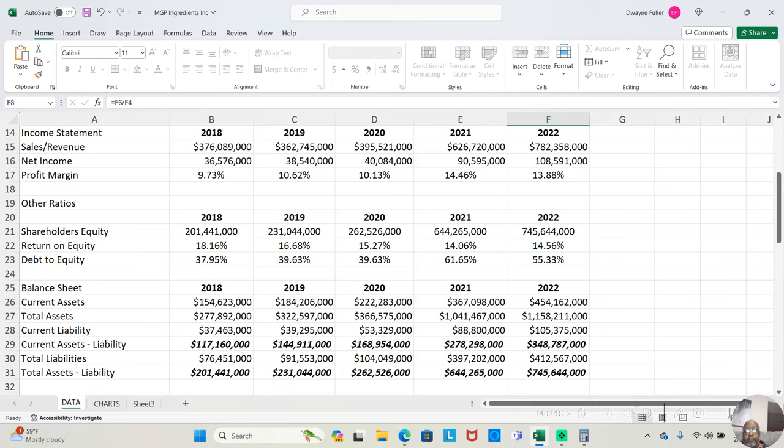In 2020, they made $395,521,000. That was an increase over 2018 and 2019. And of that money they retained after paying all expenses, $40,084,000. That was a 10.13% profit margin. That's decent. A decent increase in sales and revenue, and a decent profit margin from 10.62 to 10.13. Now in 2021, their sales and revenue really jumped.